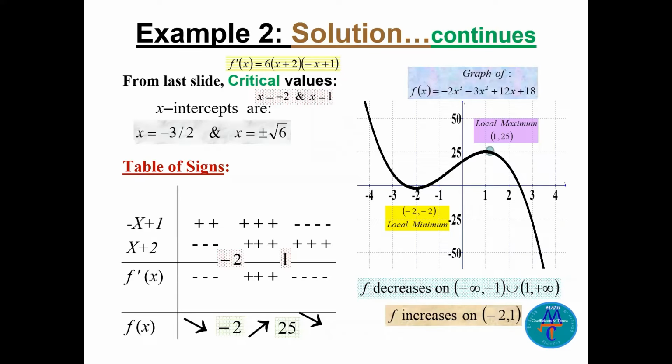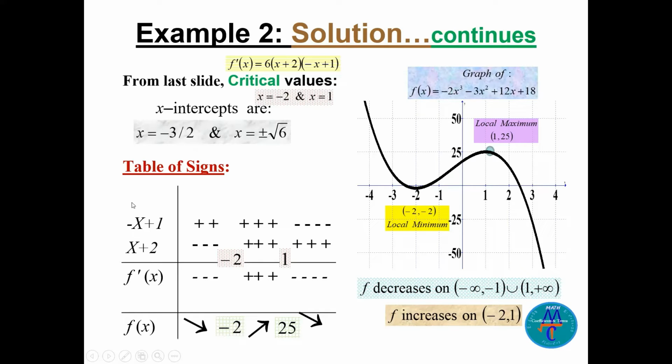Let's do a table of signs here to graph this cubic function. This is the shape here. It will be up to the left and down to the right. This is similar to the minus x cubed, if you remember that, similar in the end behavior. So these are the x-intercepts, and these are the critical values, minus 2 and 1.